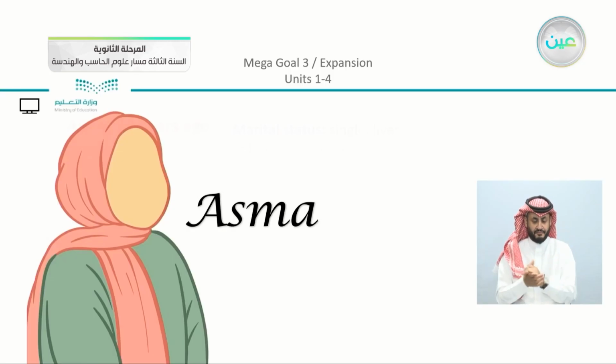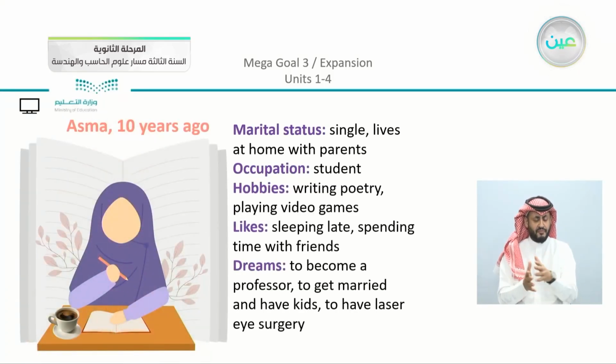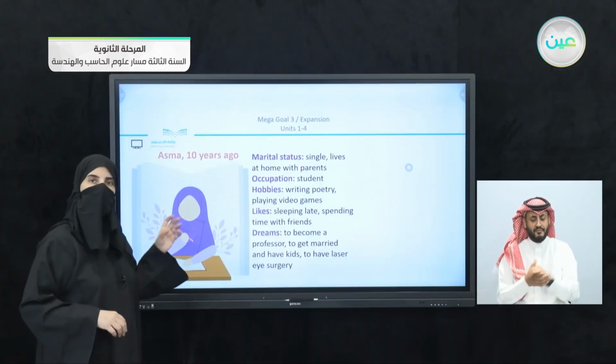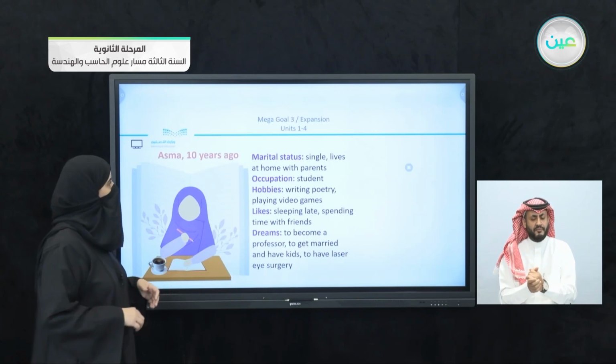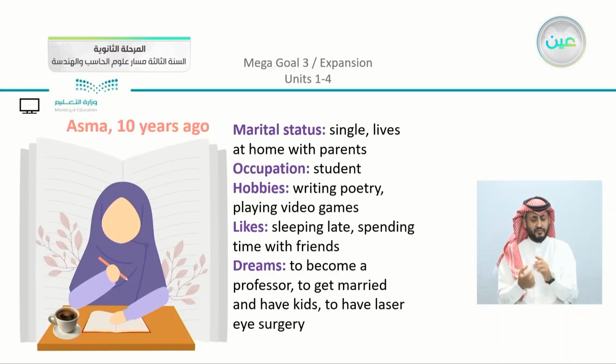Now, in the book, they mentioned Asma 10 years ago. And they mentioned all the different information points about her. Now we have here the marital status, single, she lives at home with parents, her occupation is a student, hobbies, she likes writing poetry, playing video games, she likes sleeping late, spending time with friends. We have here dreams to become a professor, to get married and have kids, to have laser eye surgery.